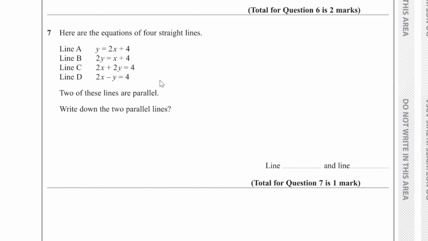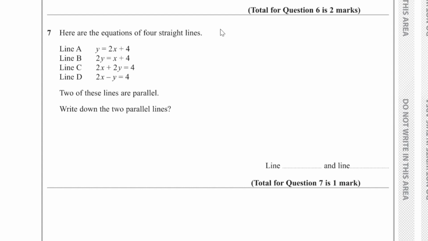Question number 7. Here are the equations of 4 straight lines. We've got line A, that's given by y equals 2x plus 4. Line B, that's 2y equals x plus 4. Line C, that's 2x plus 2y equals 4. And line D, that's 2x minus y equals 4. Two of these lines are parallel. Write down the two lines which are parallel.